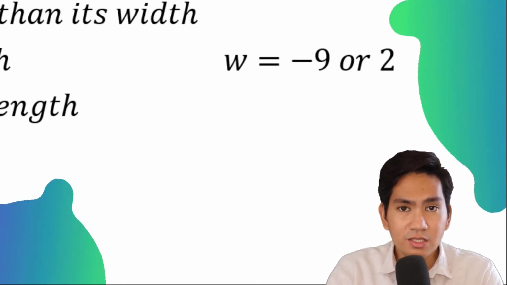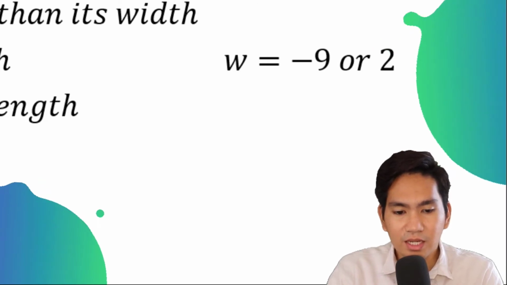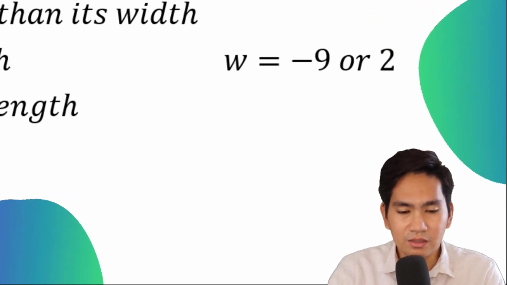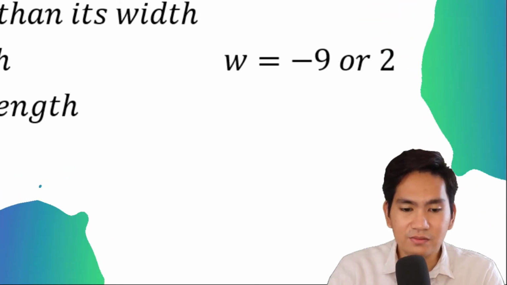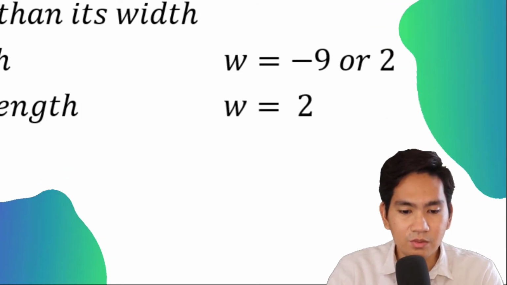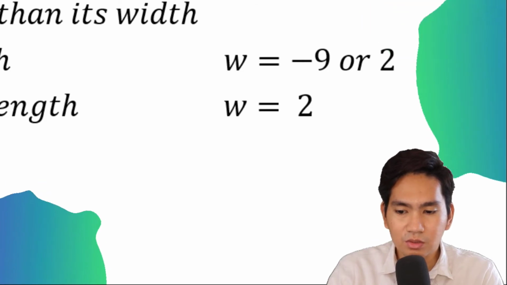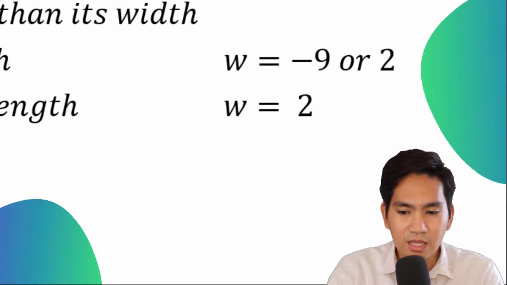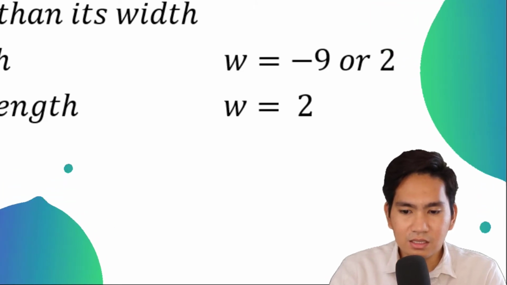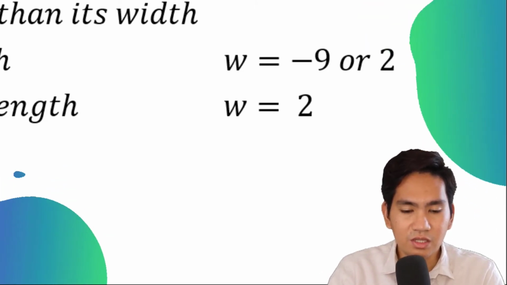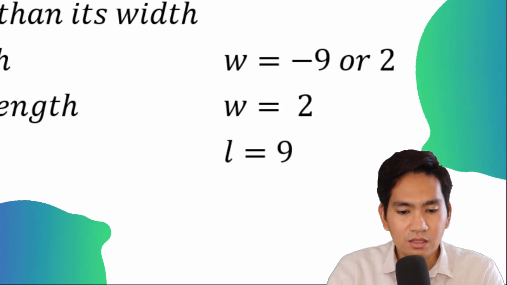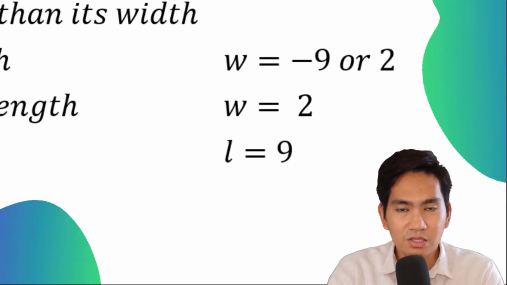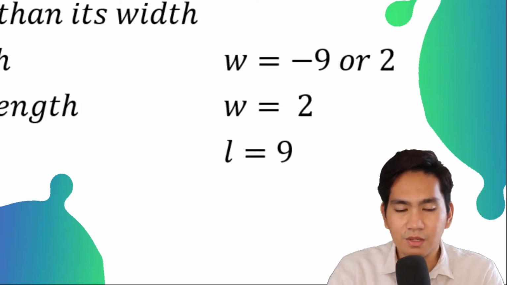Now, if we are considering dimensions of the rectangle, we cannot have negative 9 because that is an extraneous one. We do not have a length that is negative. So therefore, we have w equal to 2, or the width is equal to 2. And then going back to the problem or the representation, its length is 7 feet longer than its width. So therefore, we add 7 to 2. Therefore, we have the length is equal to 9, and these will be the dimensions that we need based on the given problem.